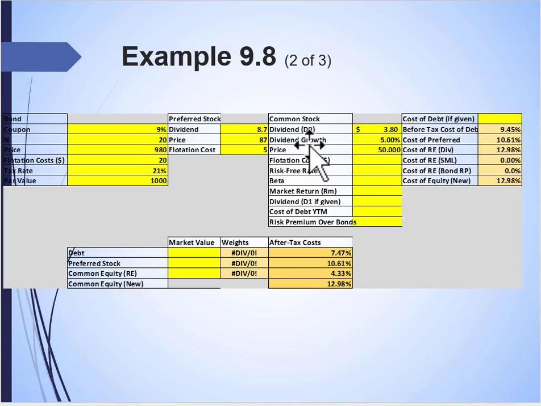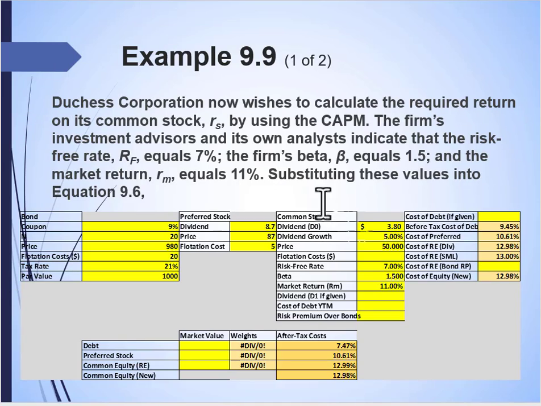So here we're going to look at this column. Here we have a company. The current dividend is $3.80. The growth rate's 5. The stock price is 50. If you look over here, we have the cost of retained earnings using that dividend growth model is roughly 12.98%. Again, that's the return that shareholders would expect. So that's the opportunity cost to the corporation of using profits.